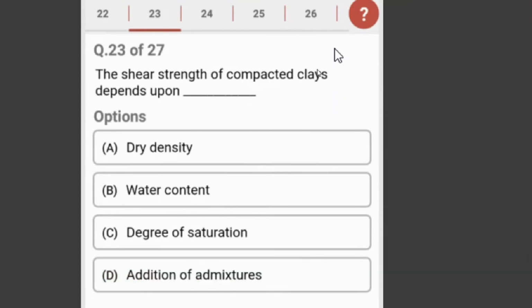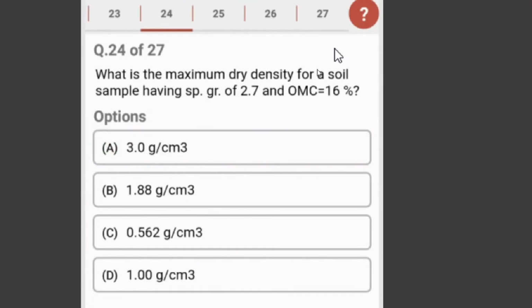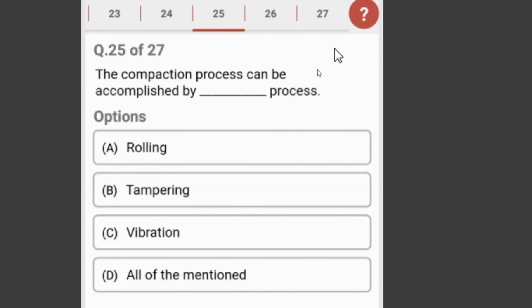The shear strength of compacted clays depends upon which? Depends upon dry density. What is the maximum dry density of a soil sample having specific gravity 2.7 and OMC, optimum moisture content, of 16? The answer is 1.88 gram per centimeter cube. The compaction process can be accomplished by which process? It is all of the mentioned above: rolling, tempering, and vibration.